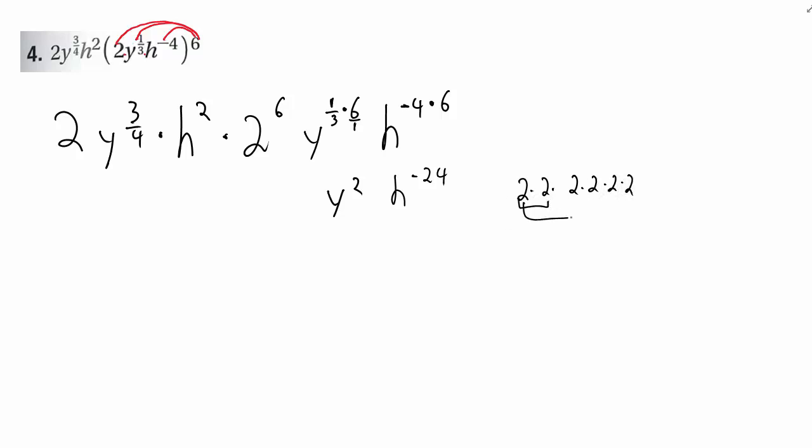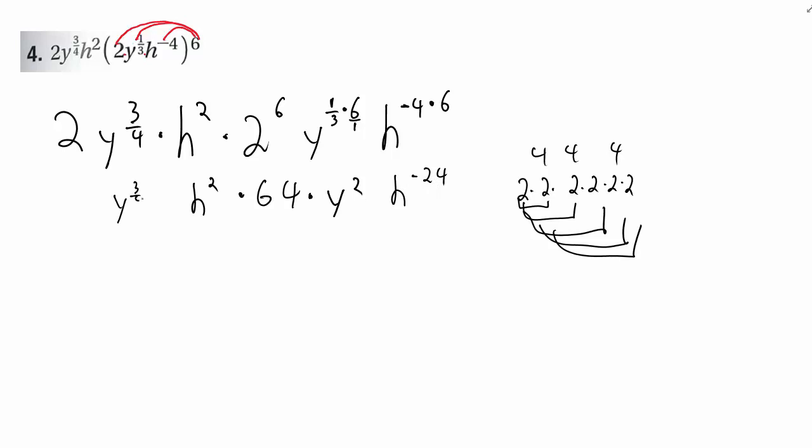This is 4, 8, 16, 32, 64. Or if you want, you could do 4 times 4 times 4. Either way, you get 64 right there. There's no need to leave it in exponential form. Then we take this h squared, and we're going to end up combining it with that h over there.